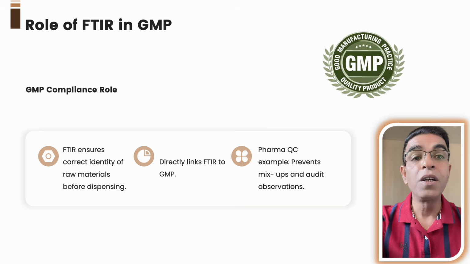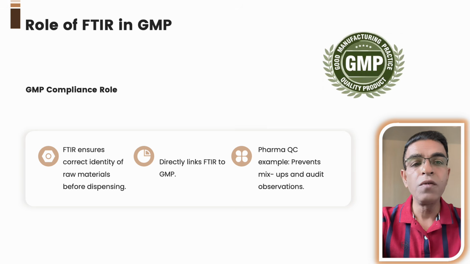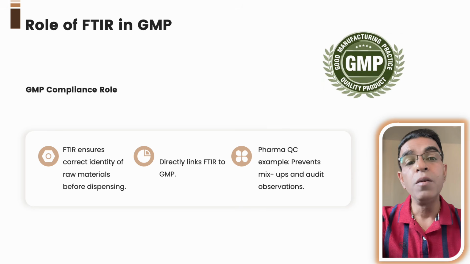The last but a very important conclusion question may be, what is the role of FTIR in GMP? And you should answer in a very professional way. Sir, FTIR plays a critical role in pharmaceutical GMP because it is mainly used to confirm the identity of raw materials before dispensing. This ensures that the correct material is being used in manufacturing and helps prevent any mix-ups.